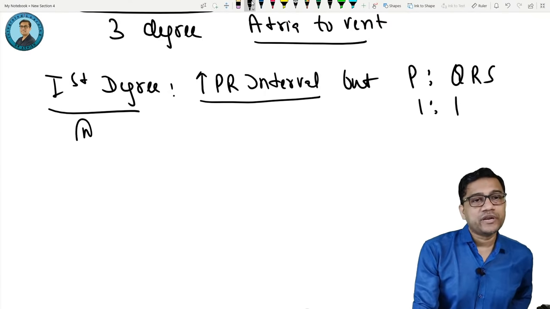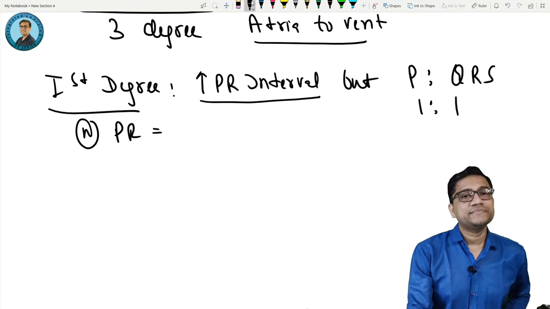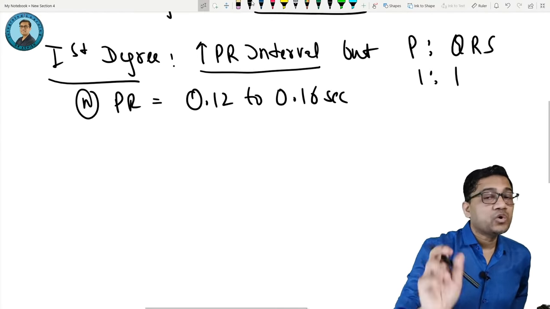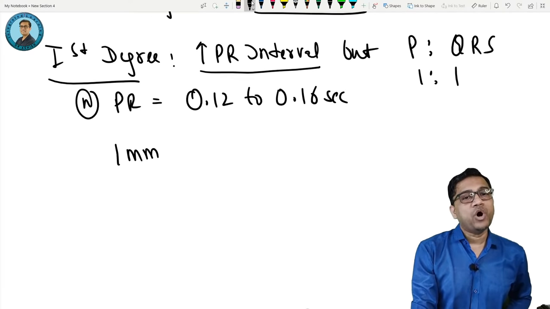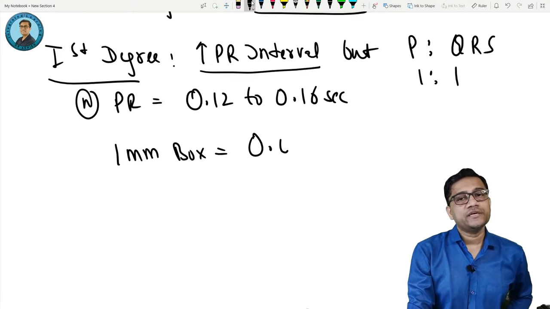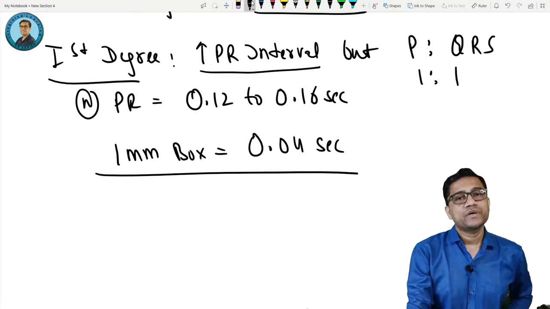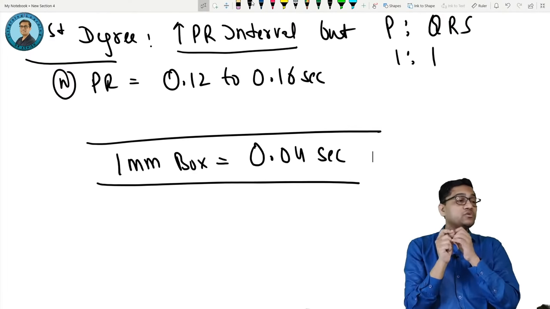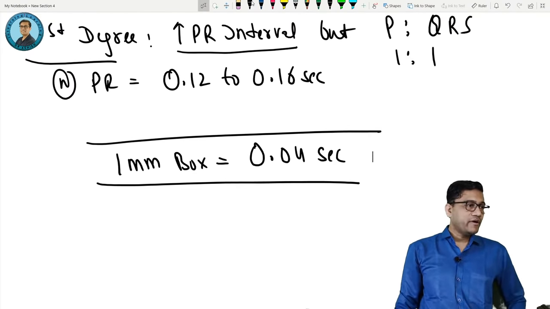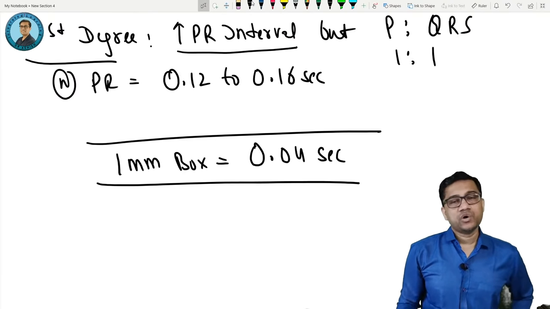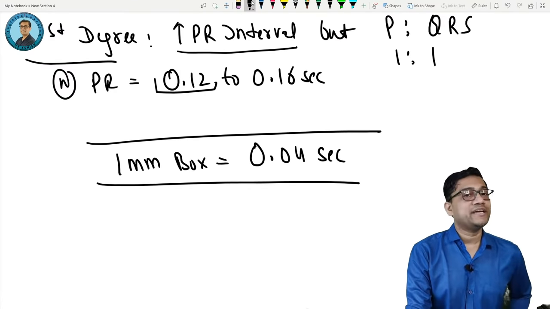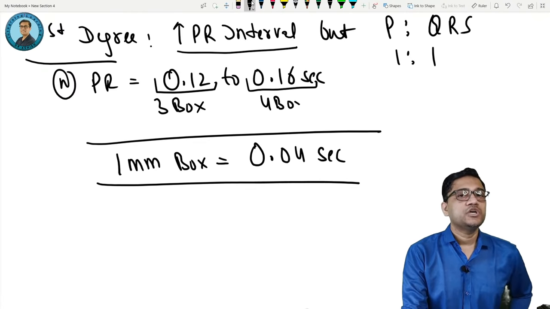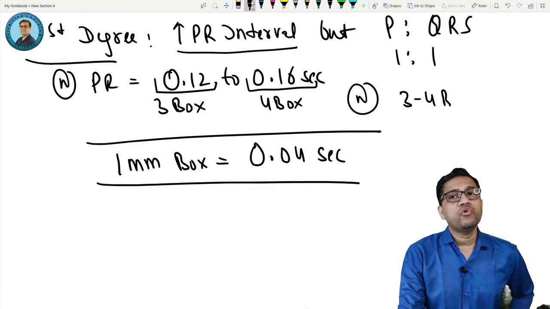What is normal PR? Normal PR is 0.12 to 0.16 seconds. And remember a rule in ECG: 1 mm box is equal to 0.04 seconds. Now comes the question: if 0.12 is taken, how many boxes? 3 boxes. And 0.16 is 4 boxes. So normal is 3 to 4 boxes.